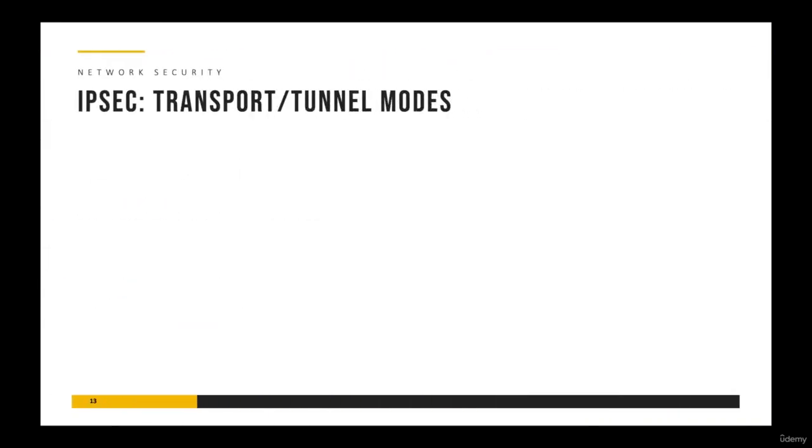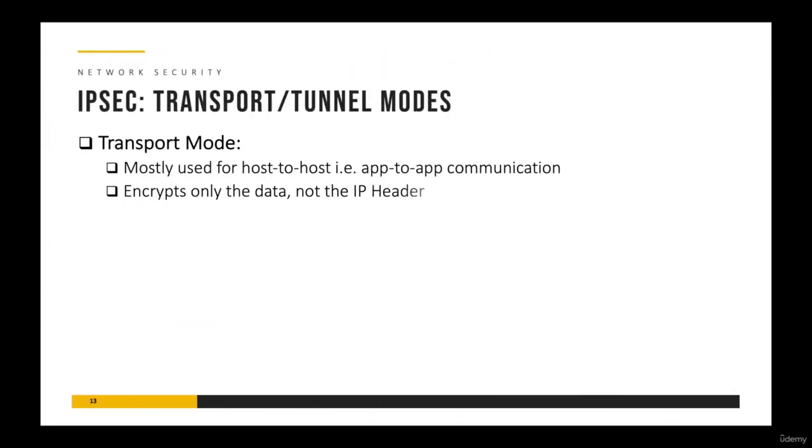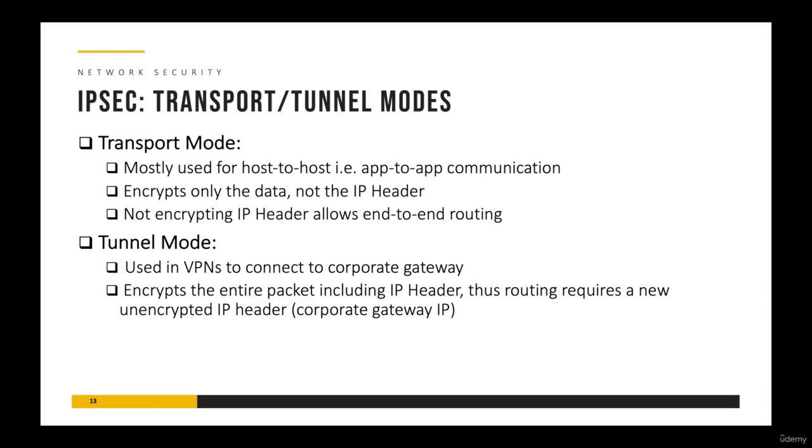Let's contrast the transport and tunnel modes of IPSec. In the transport mode, we usually have host-to-host communication or app-to-app communication, and we encrypt only the data or the payload, not the header. Now, one advantage of not encrypting the IP header is that when routers on the internet need to route your packet, they can do so very easily because the IP header is not encrypted. So they can have a look at it and route your packet accordingly. In contrast to this, in the tunnel mode, when we encrypt the complete packet, it also encrypts the IP header.